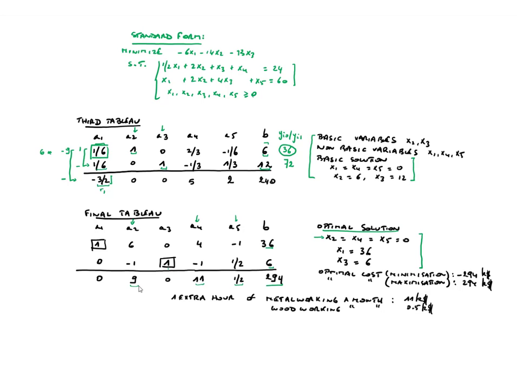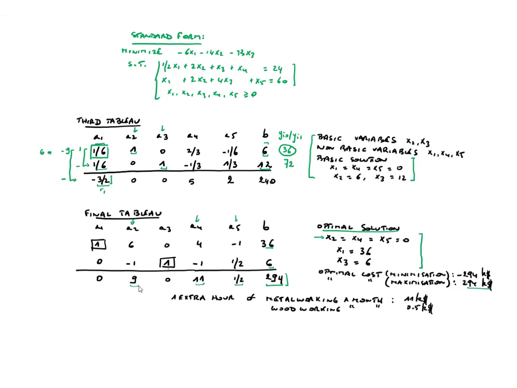You can read the optimal costs from this value. If you look at the original maximization problem, well, then it will be $294, but if you look at the minimization problem in the standard form, you'll have to take this one and multiply it by -1.